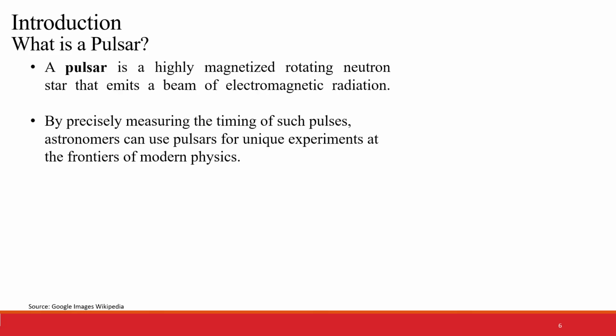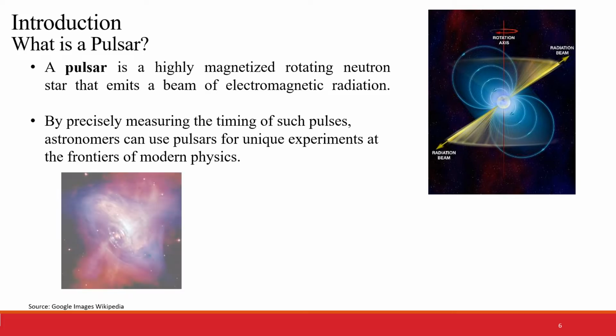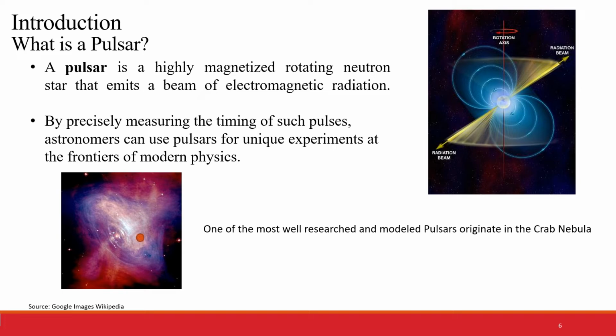We come to the second topic of our discussion, that is, the pulsar. Pulsars are actually a remnant of a supernova explosion, that is, what remains after the star implodes. A pulsar is a highly magnetized rotating neutron star that emits a beam of electromagnetic radiation, and by precisely measuring the timing of such pulses, astronomers can use pulsars for unique experiments at the frontiers of modern physics. One of the most studied pulsars is in the Crab Nebula.